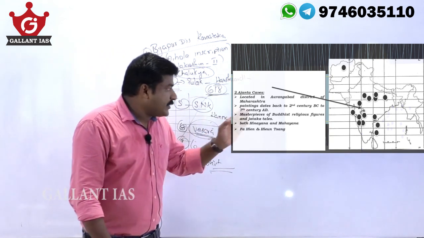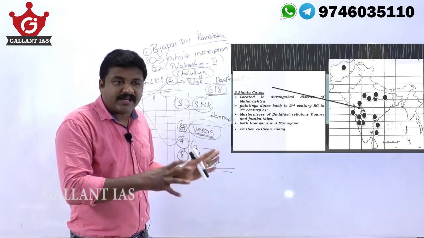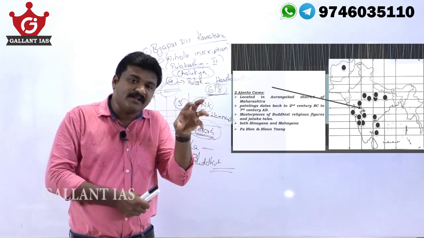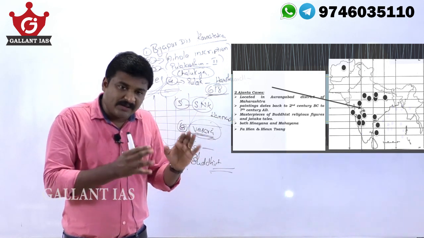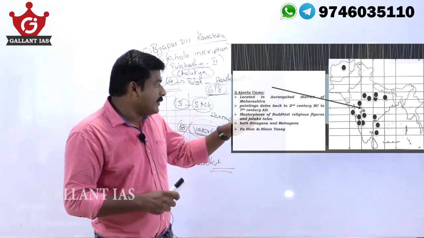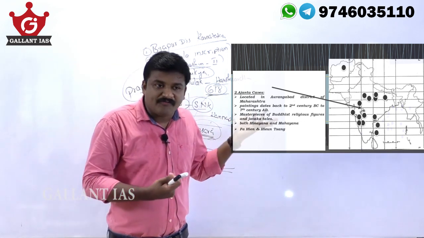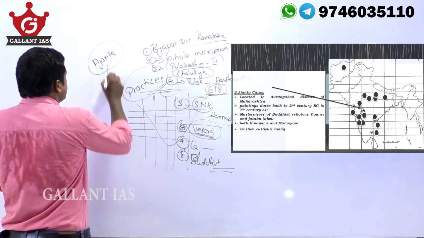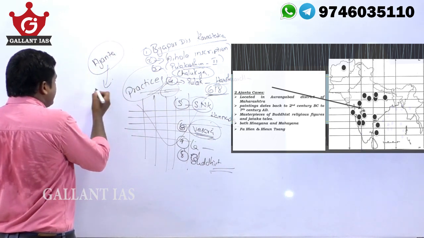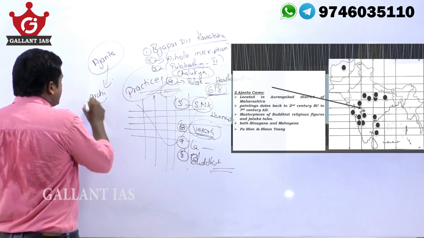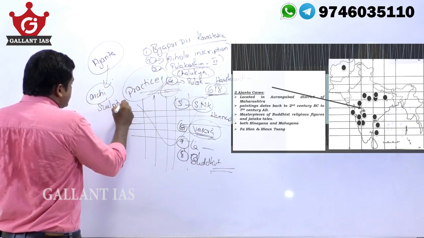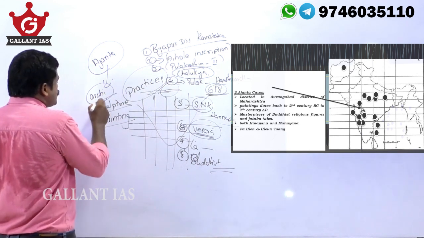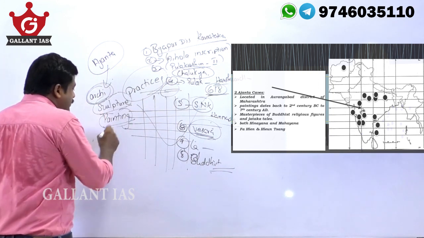Ajanta Caves are located in the Aurangabad district of Maharashtra. Always, once you identify the location, you can write the exact state it belongs to. So it is in the Aurangabad district of Maharashtra. Ajanta Caves are a fusion of cave architecture, sculpture, and mural painting.